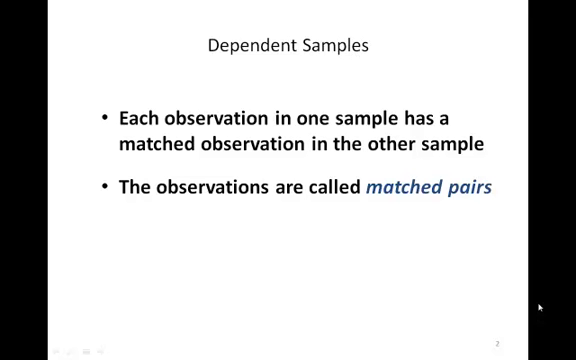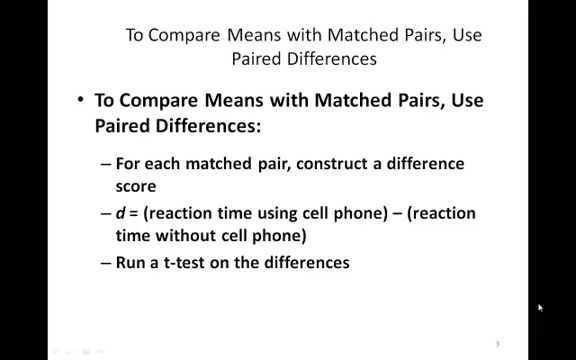The way you know you're doing a dependent sample problem, a matched pair problem, is that each observation in one sample has a matched observation in another sample. I think in educational research, this most often appears in pre-test, post-test data. So with a matched pairs test, for each pair, you're going to make the difference, in other words, subtract. And that difference is what you run the t-test on.